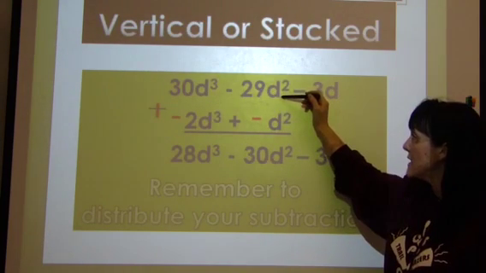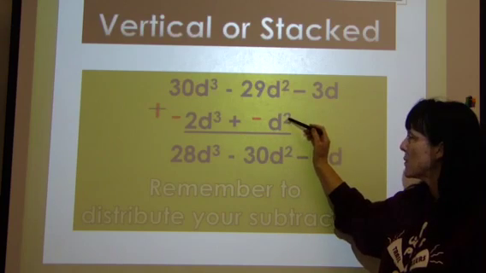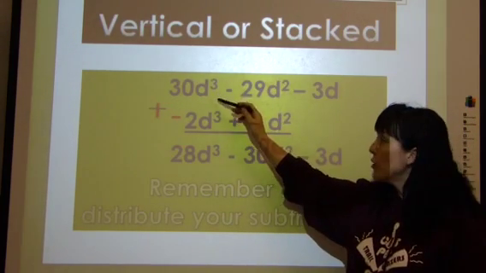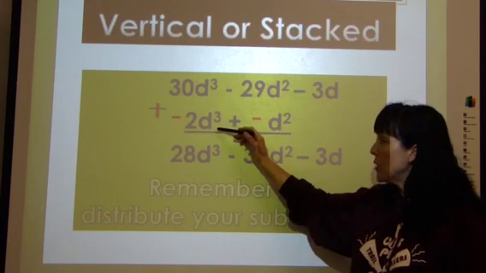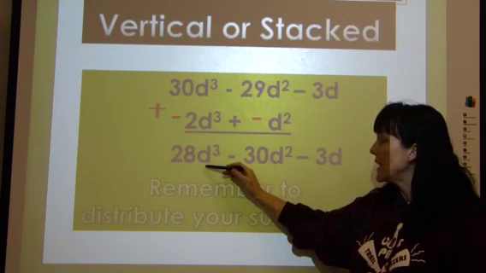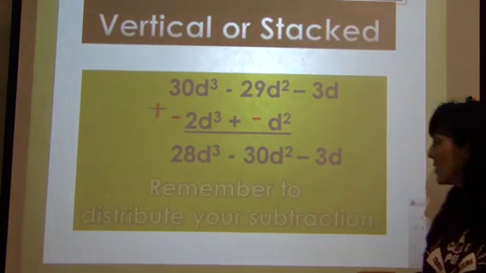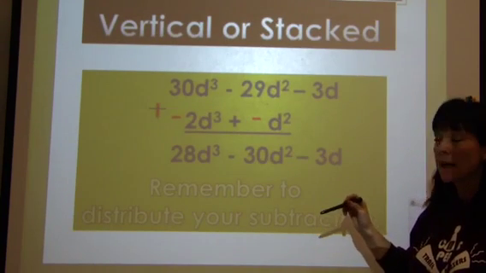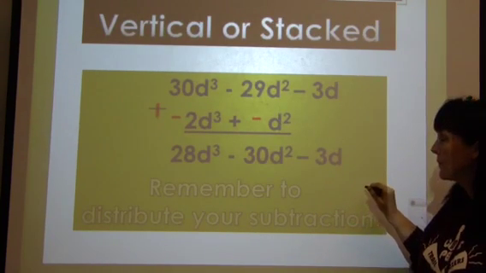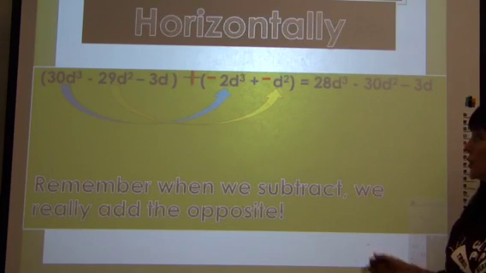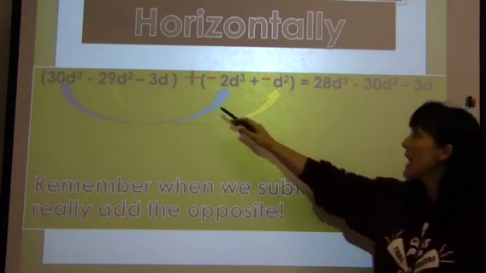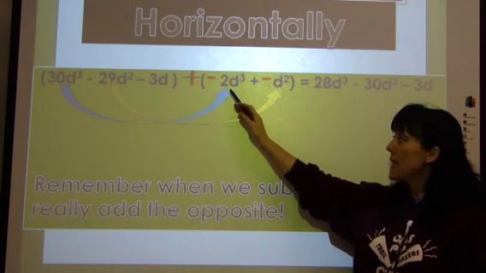Negative 29d squared plus negative d squared is negative 30d squared, and 30d cubed minus 2d cubed is 28d cubed. Again, remember to distribute your subtraction sign to each term in your second polynomial. And if your preference was to subtract them horizontally, it's done the exact same way. Remember to add the opposite of each term that comes after it.